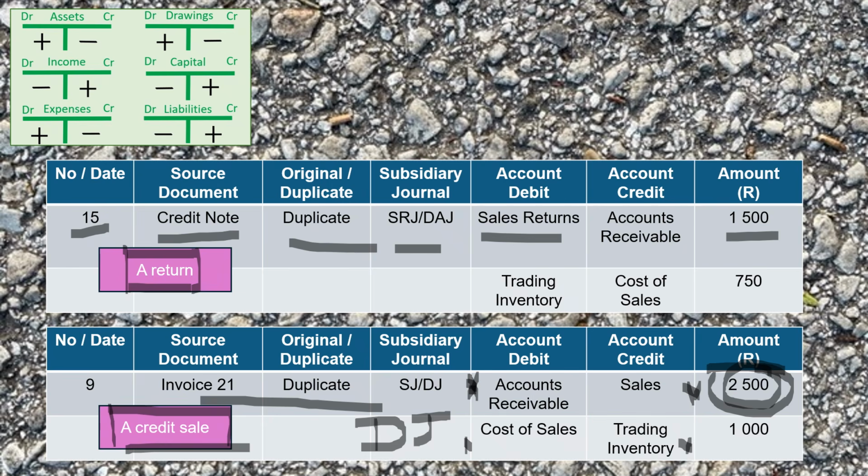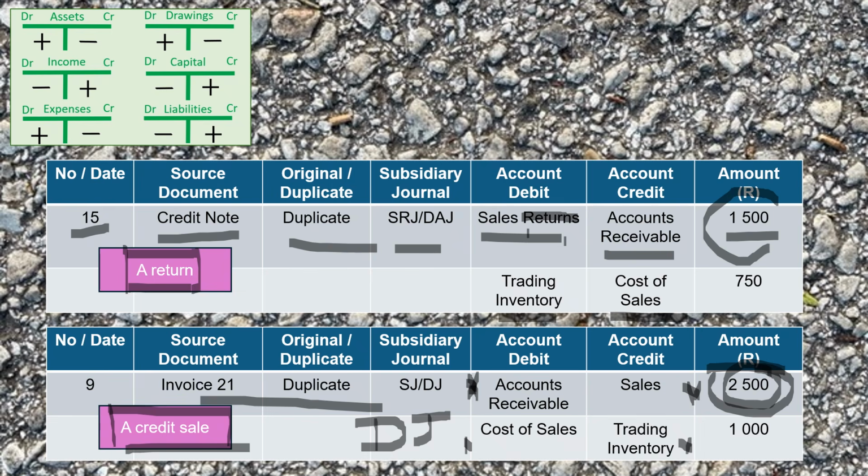The account that was debited is sales returns. Some textbooks will debit sales straight away. So you could have just had sales or sales returns. Sales returns, by the way, gets closed off to sales at a later stage. But account debit, sales returns. Account credit, accounts receivable. Account debit, trading inventory, account credit, cost of sales.